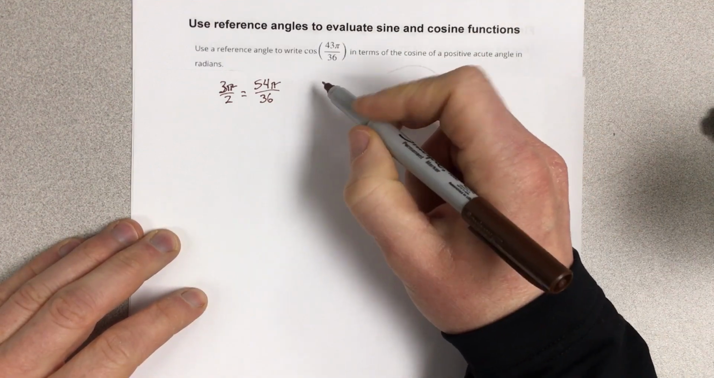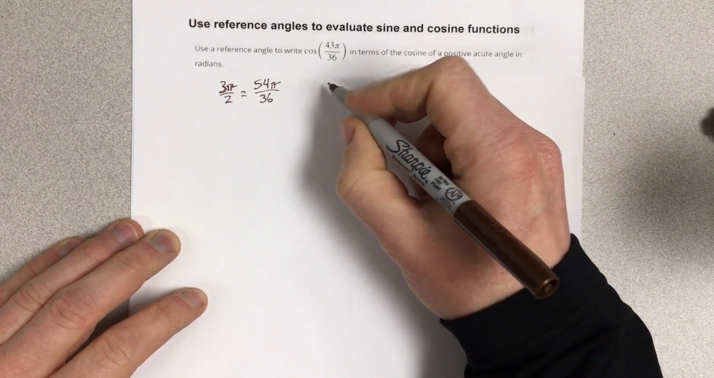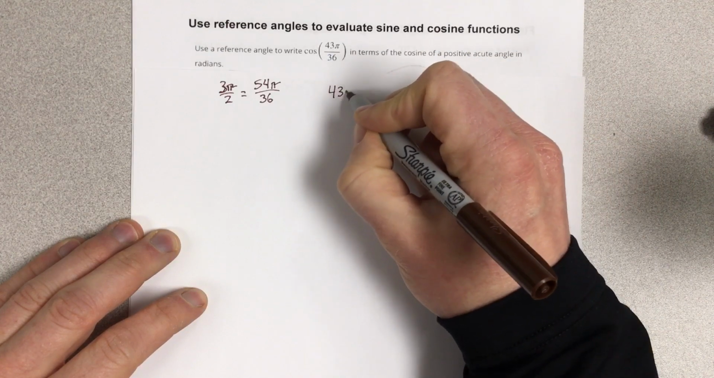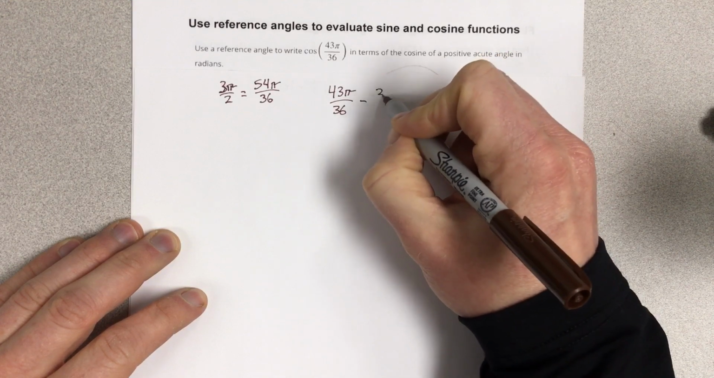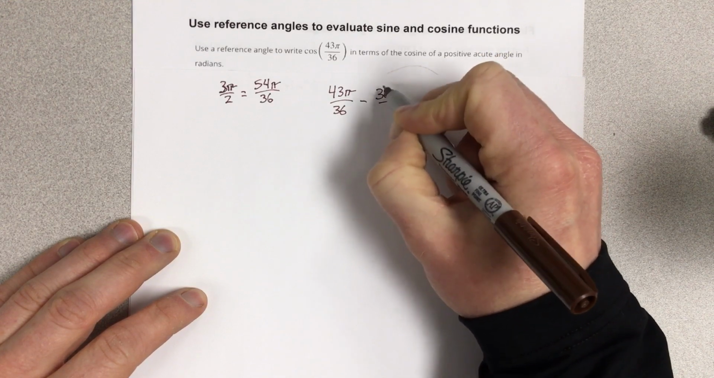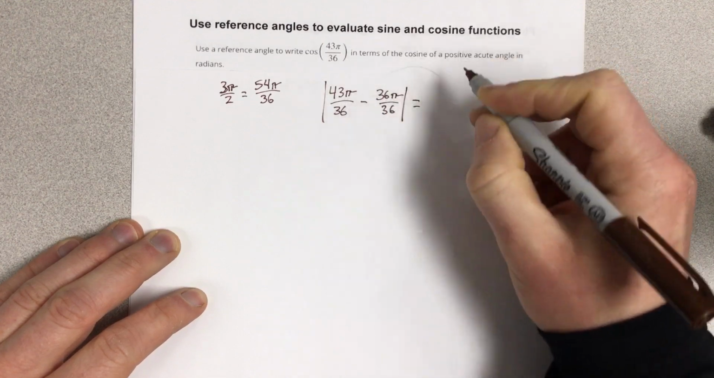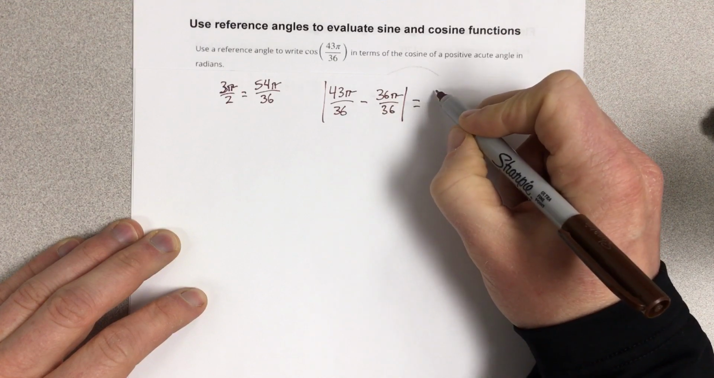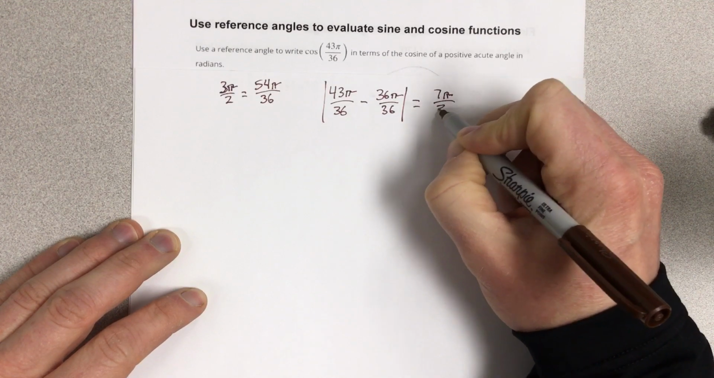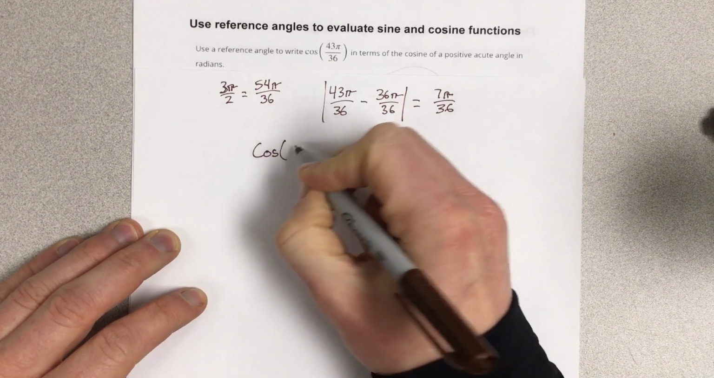So now that I know what quadrant we're in, I know I'm going to subtract 180 degrees from that. So I'm going to take 43 pi over 36, and I'm going to subtract out 36 pi over 36, which is 180 degrees. Take the absolute value. And that gives me a reference angle of 7 pi over 36.